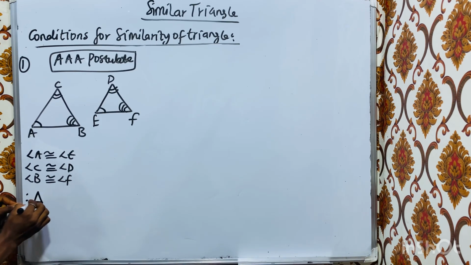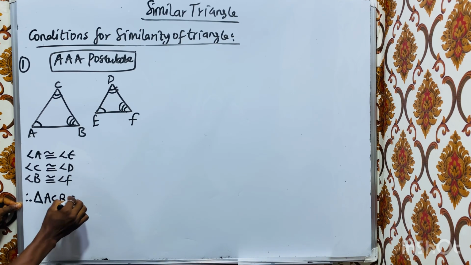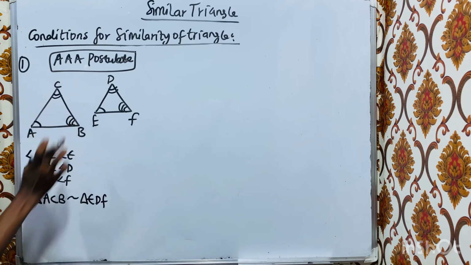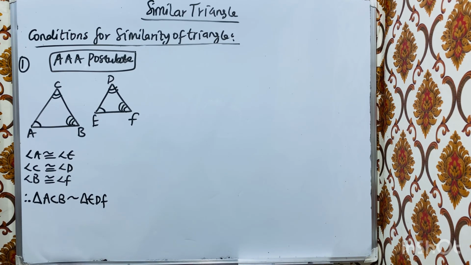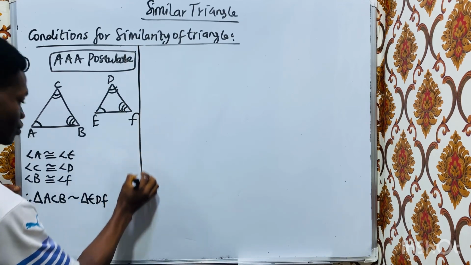So, therefore, triangle ACB is similar to triangle EDF, as you can see. So this is the first condition for similarity of triangles. Let's look at the second condition.